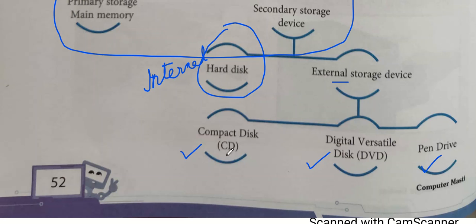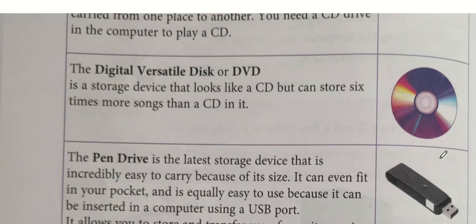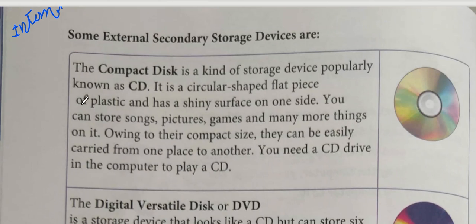Now the full form of CD is compact disc. Full form of DVD is digital versatile disc, and the third one is the pen drive. These are those storage devices that are used externally, which are not part of the computer, but we use these devices so that we can store the files inside. We can store the files into them. Now, what are these devices? Here, the compact disc, this is the CD.